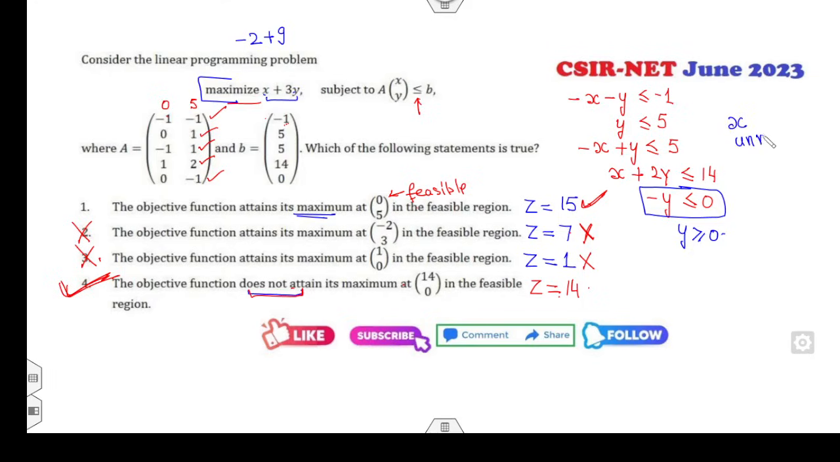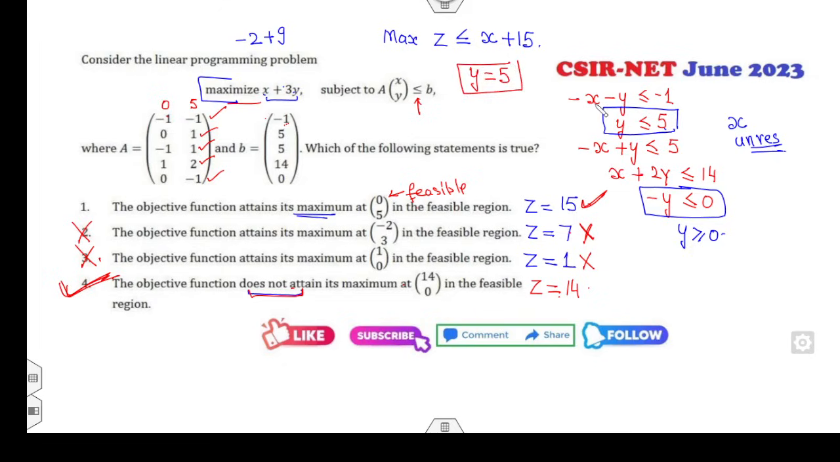That means x is unrestricted and the upper bound of y is 5. So I can say the maximum value of z is less than or equal to x plus 15. Now you can see the value of x. What is the bound? There is no bound on x. Now you can solve any two equations.